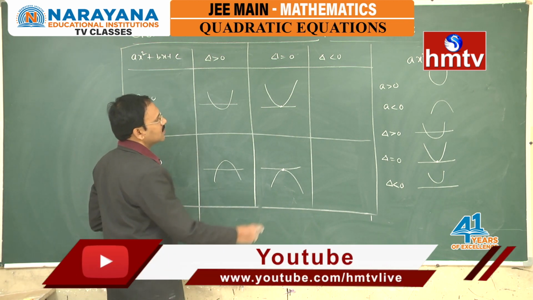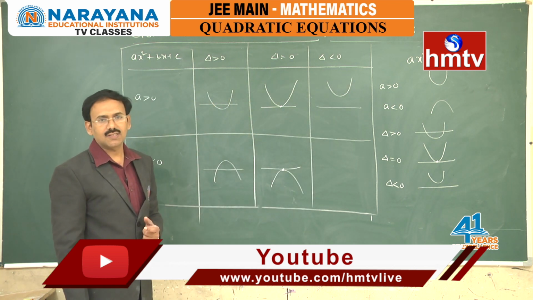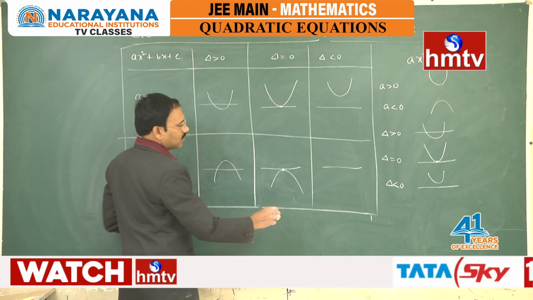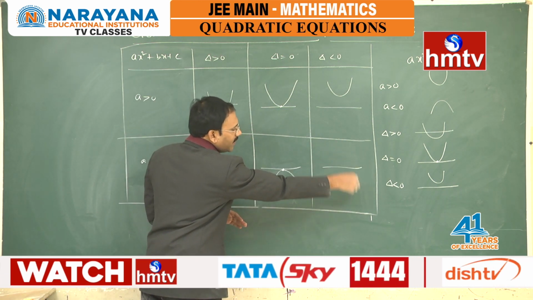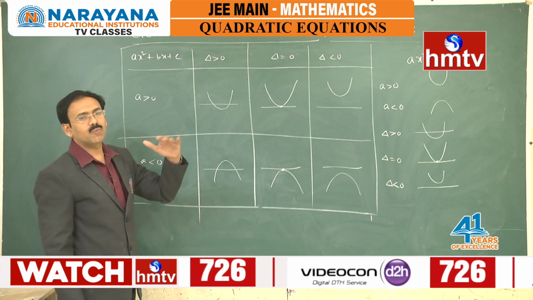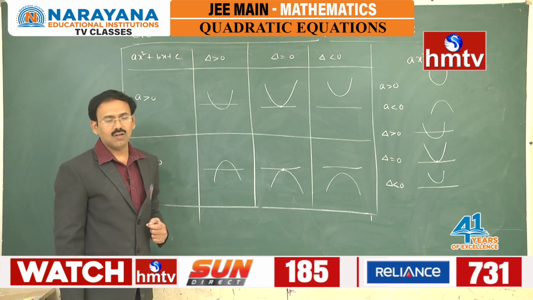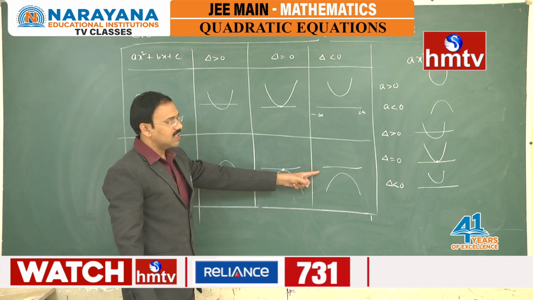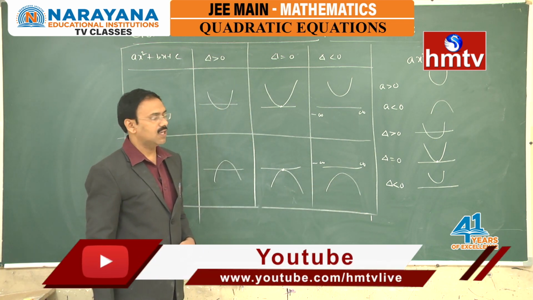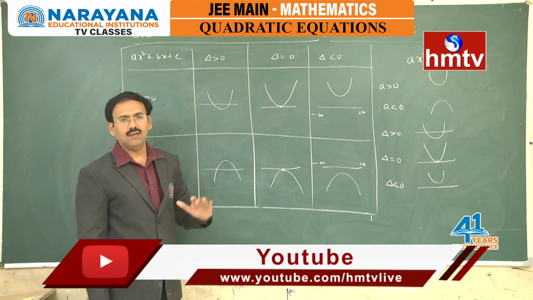Now a positive and delta negative, no real roots, it will be completely above the x axis, and a negative here, that means no real roots, and a down parabola cannot be like this, it must be completely below the x axis. So these are the 6 positions of the graphs. Now we can understand the previous 3 statements also. Here when delta is negative, for all x from minus infinity to infinity, the quadratic expression is negative. So the quadratic expression and a have the same sign.